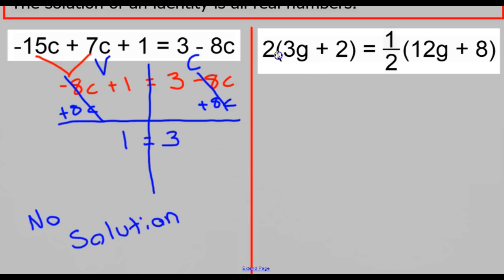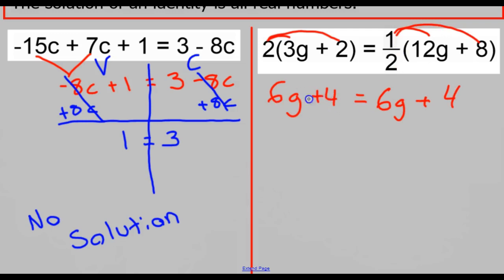If I were to go over here, I'm going to distribute because I see parentheses. So I'm going to multiply everything by 2 here. So I get 6g. 2 times 2 gives me 4. Equals 1/2 times 12g. So half of 12 is 6g. And 1/2 of 8, half of 8 is 4. So I have 6g plus 4 equals 6g plus 4.